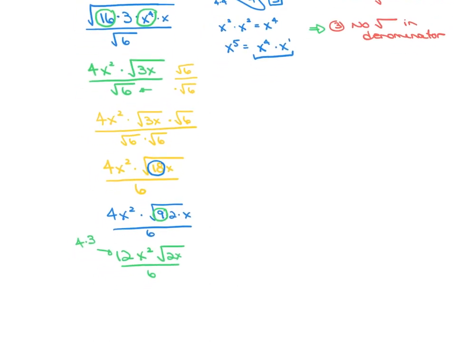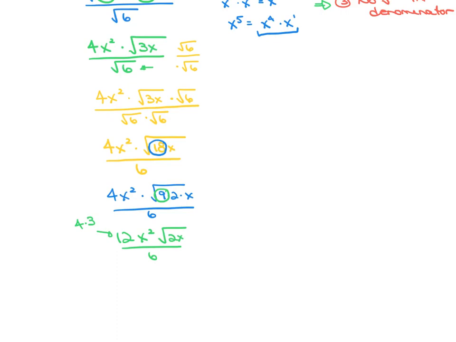All right, last step is looking for common factors. And I know 6 and 12 share a 6. So 6 goes into 6 once, 6 goes into 12 twice. And my final expression is 2x squared times the square root of 2x. And that is fully simplified.